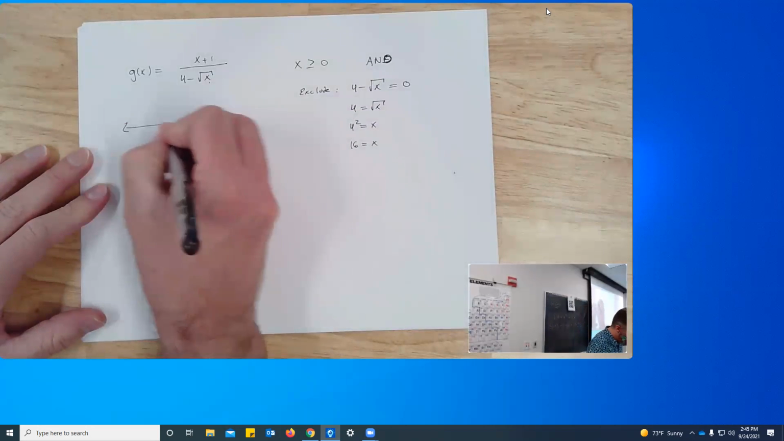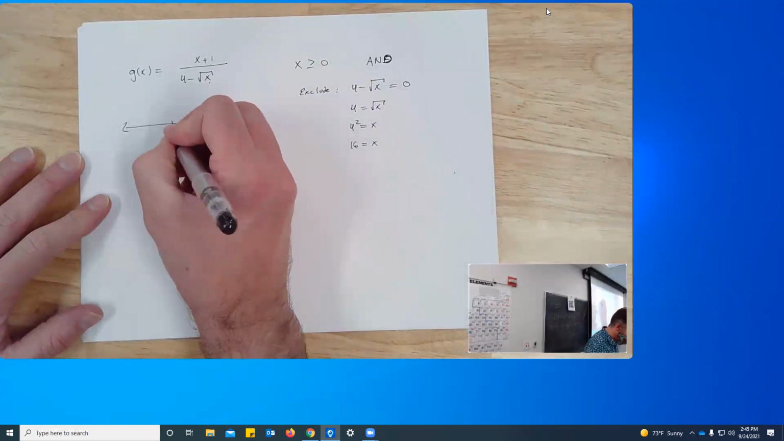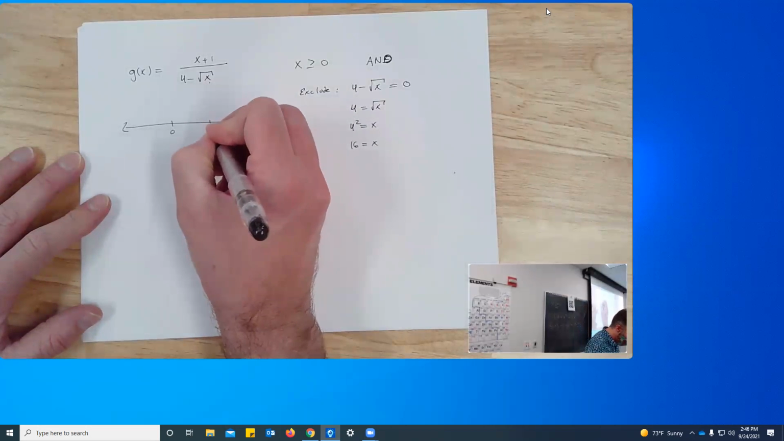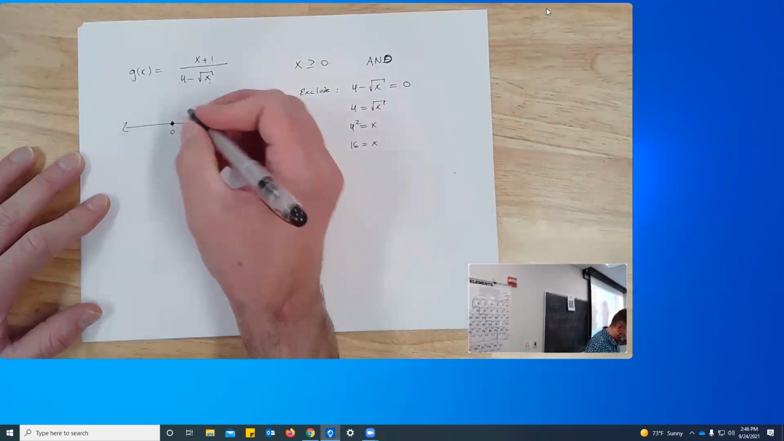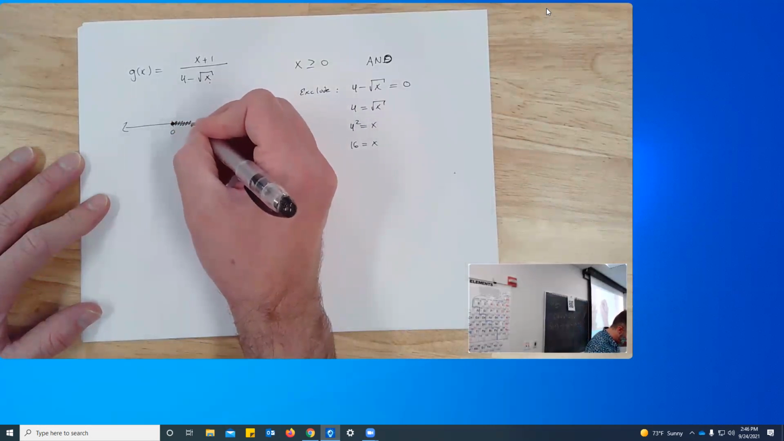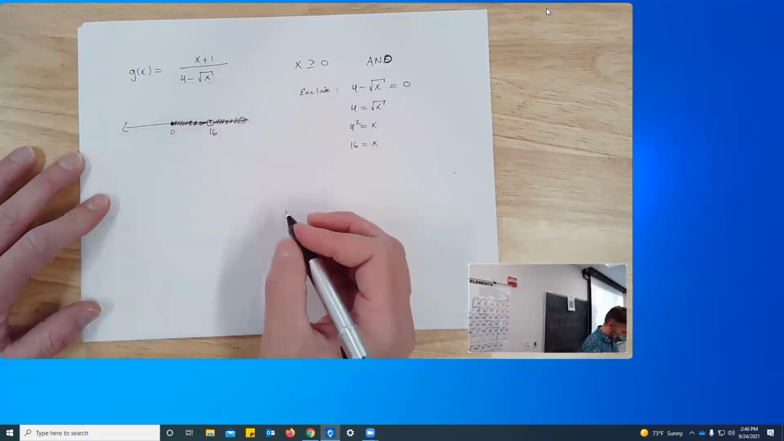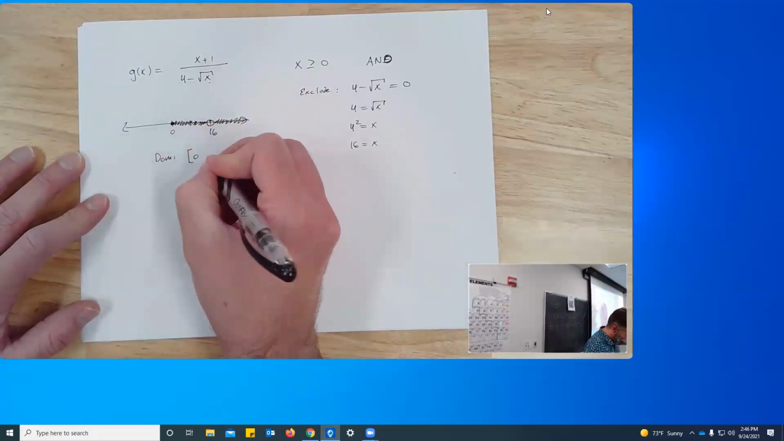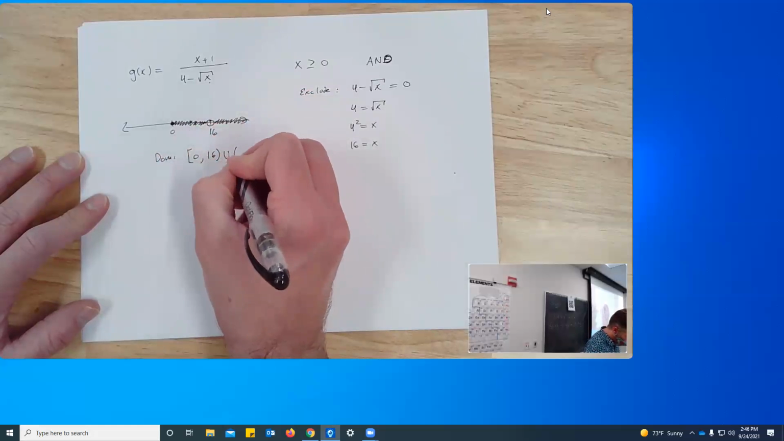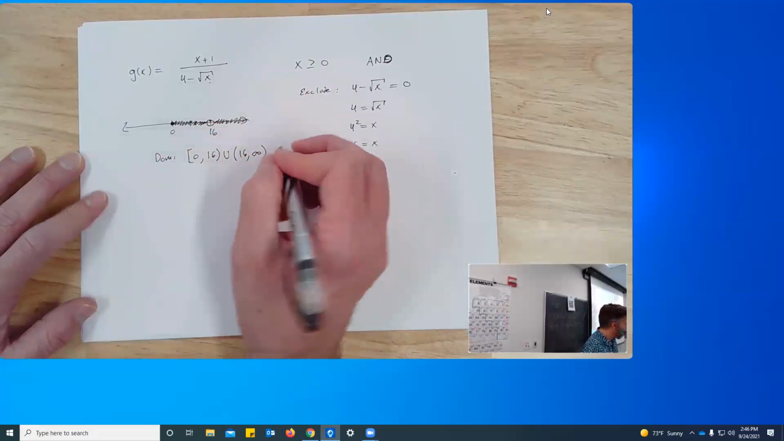We could draw it. I like drawing it. You don't have to draw it, but I think it's useful because it just helps you do it, right? So I want 0, I don't want 16, and I want everything that's to the right of 0, but not 16. So my domain here is 0 inclusive to 16 exclusive, union 16 exclusive to infinity. And infinity is always exclusive.